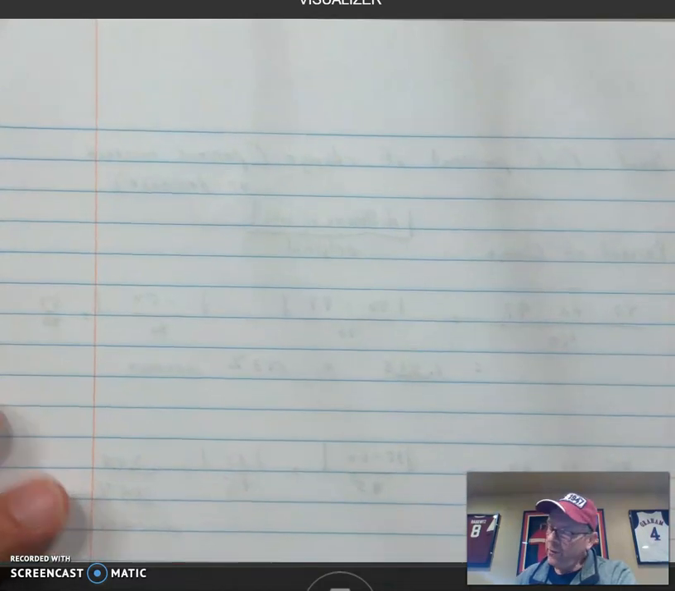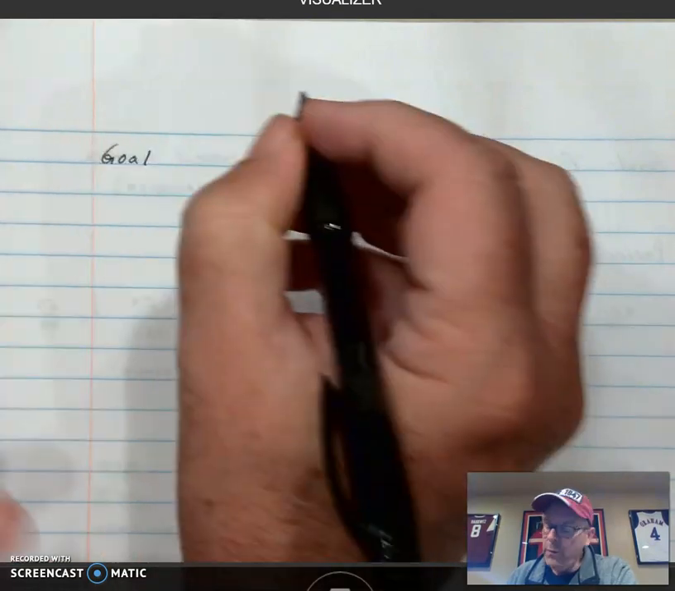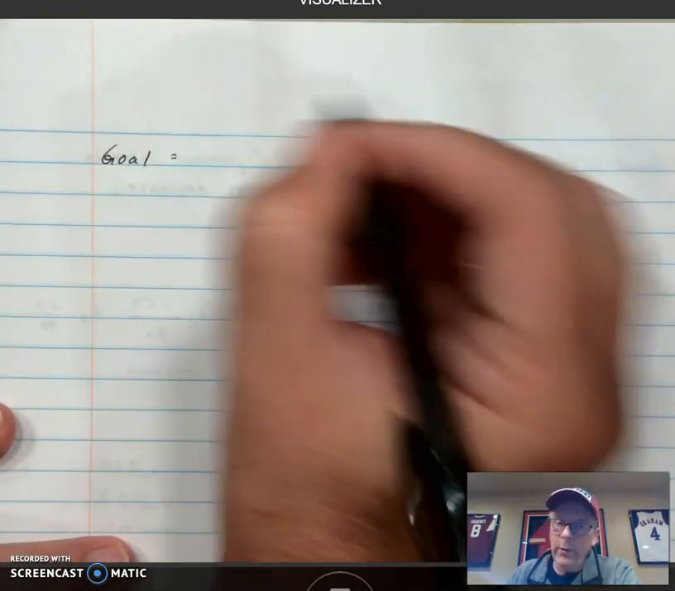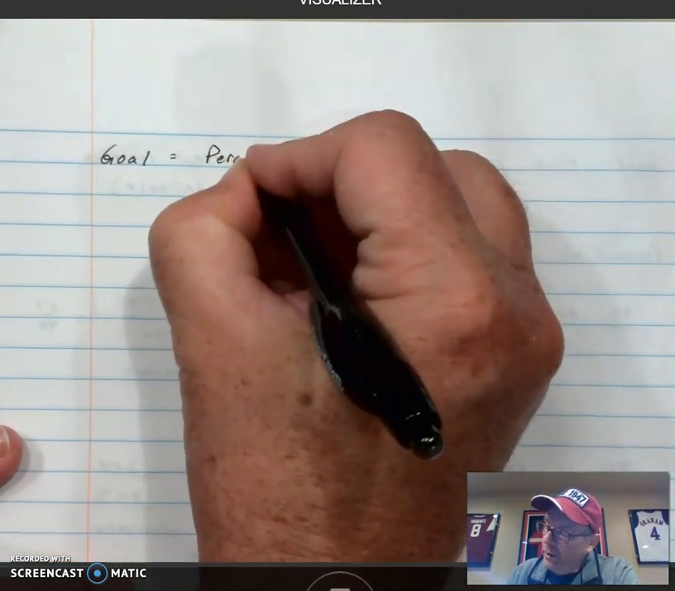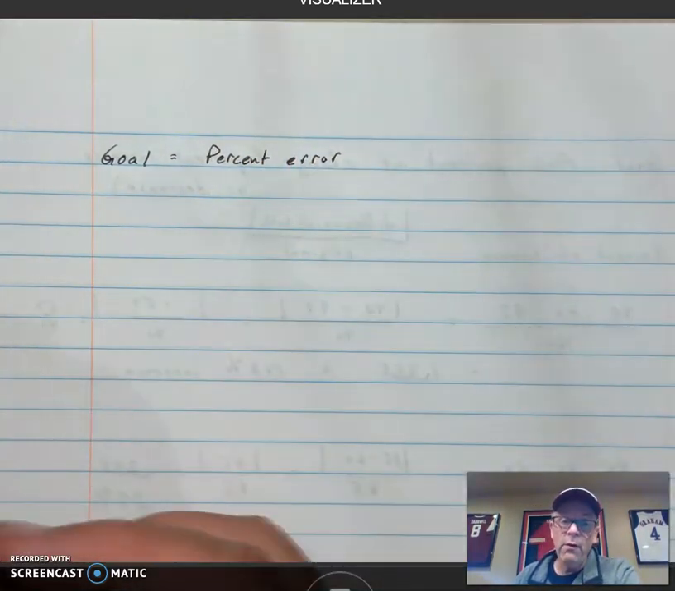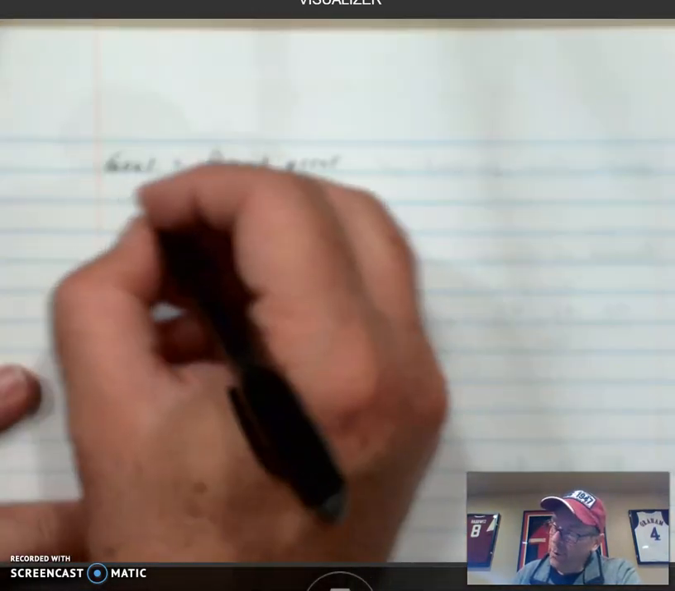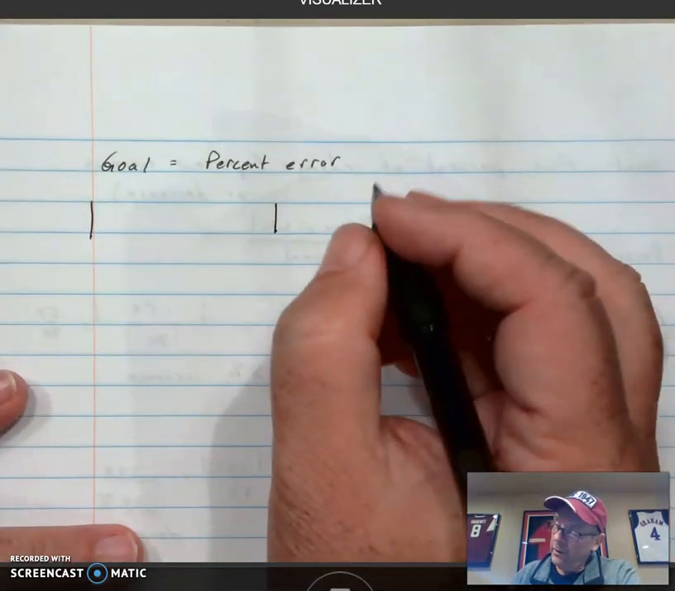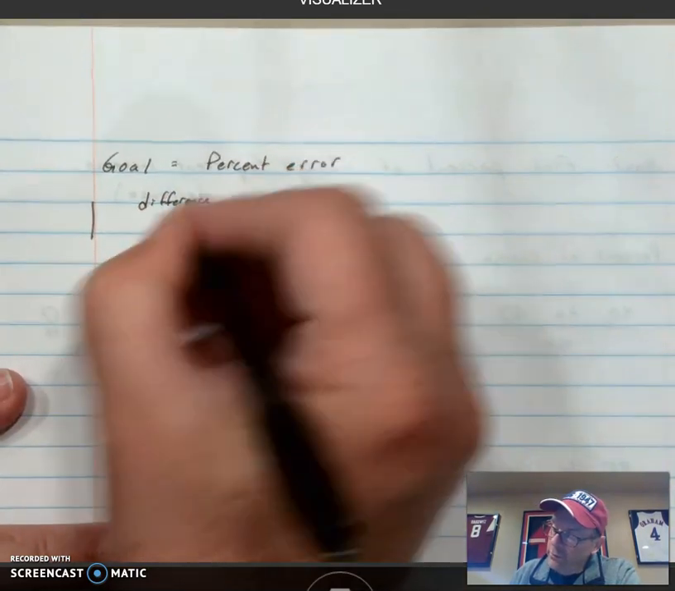Alright, so we have one other goal that we want to do with this. As you can tell, they're pretty straightforward in terms of how we solve it. And these are simpler also. What we want to do is solve for our percent error. Sometimes it's important to know how far off your actual answer is. So in terms of similarities, we're going to find the absolute value difference of our two numbers.